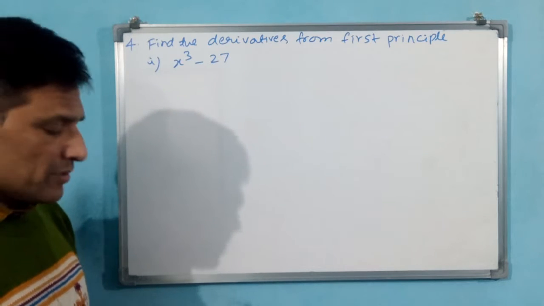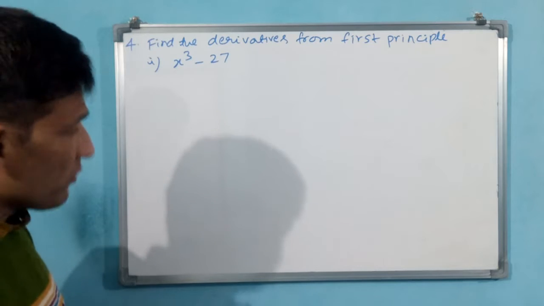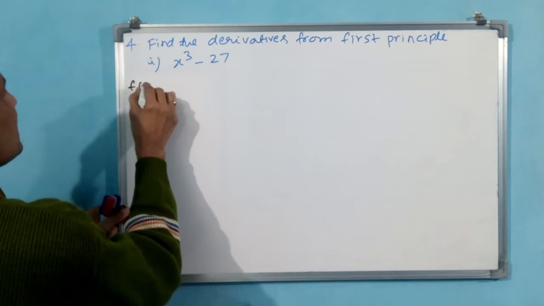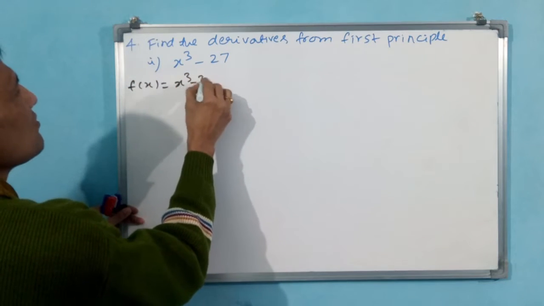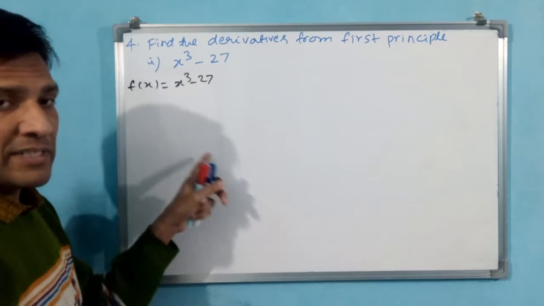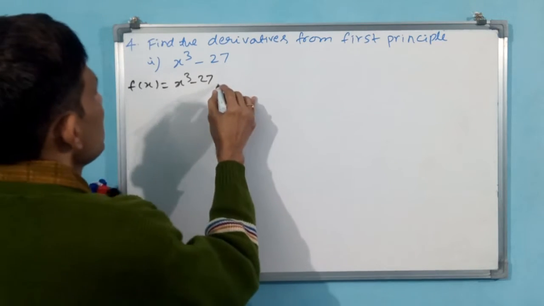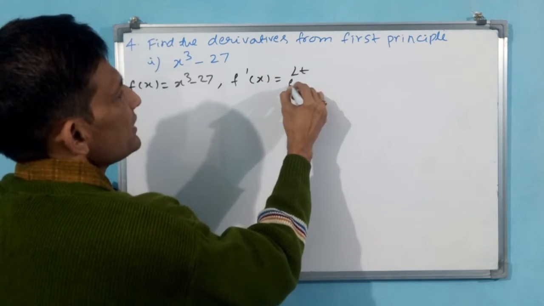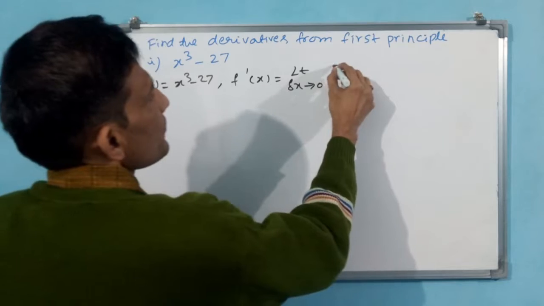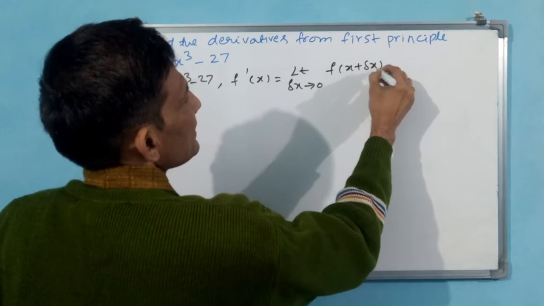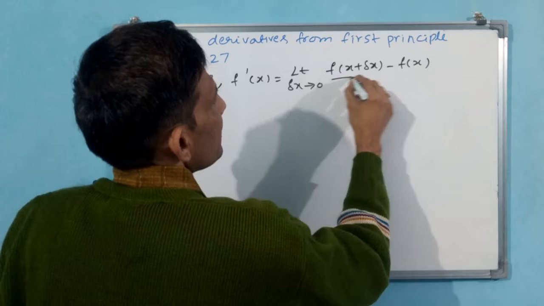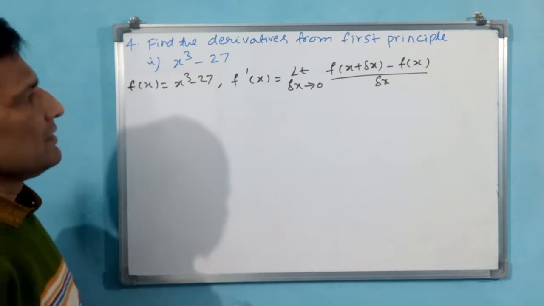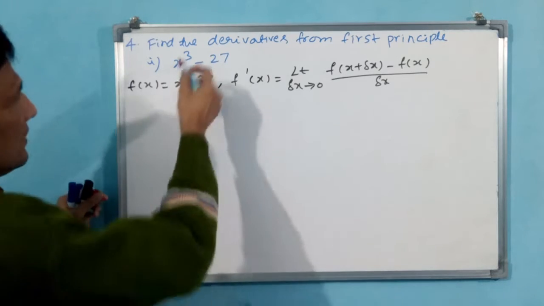Let us do this also by first principle. Before doing, let f of x is equal to x cube minus 27. Here a cube is there, so x plus delta x cube you have to do. f dash x is equal to limit delta x tends to 0, f of x plus delta x minus f of x divided by delta x. This you have to write first. Then you substitute this f of x.